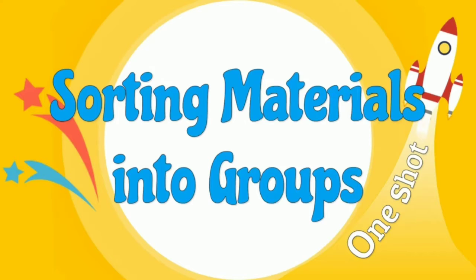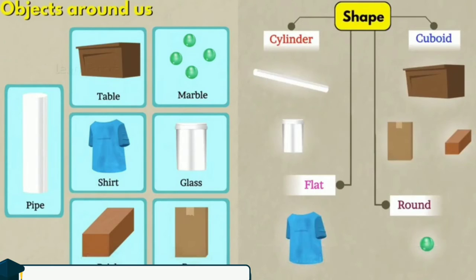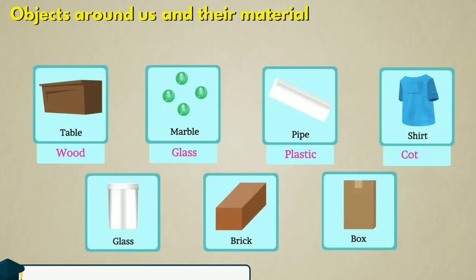Students, today we are going to revise the fourth chapter, that is sorting materials into groups. We see many objects around us, like paper is made up of wood, bulbs are made up of glass, and their frames are made up of metal, clothes made of cotton or silk, utensils made of stainless steel, and so on. So, we can say that all the objects are different in appearance, texture, characteristics, and features.